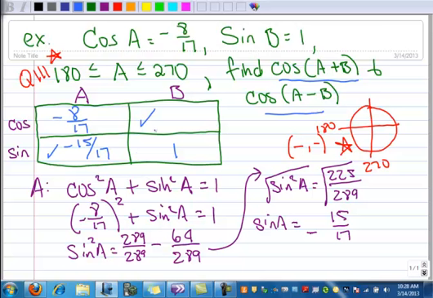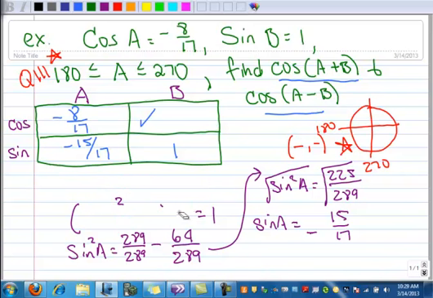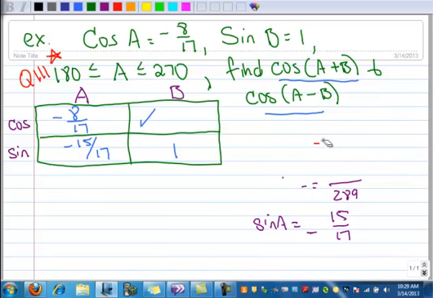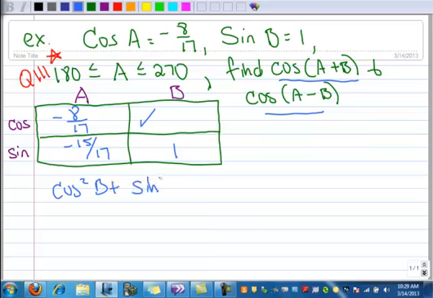Okay. So let's find the cosine of B. Let me do a little erasing here. So the cosine of B, you might recognize if the sine is 1, the cosine's got to be, alright, so let's just go through the motions anyway. So we have the cosine squared of B plus sine squared of B equals 1.